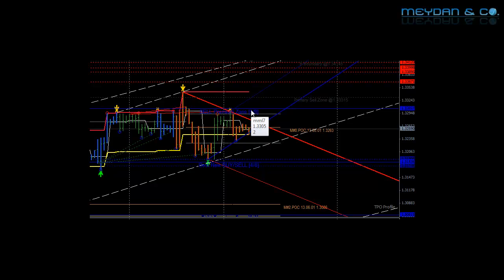If you're selling here, obviously your stop's going to be above high of yesterday, which is above 33.05. Alright, so that's what we want to do. I want to push the market to go lower.